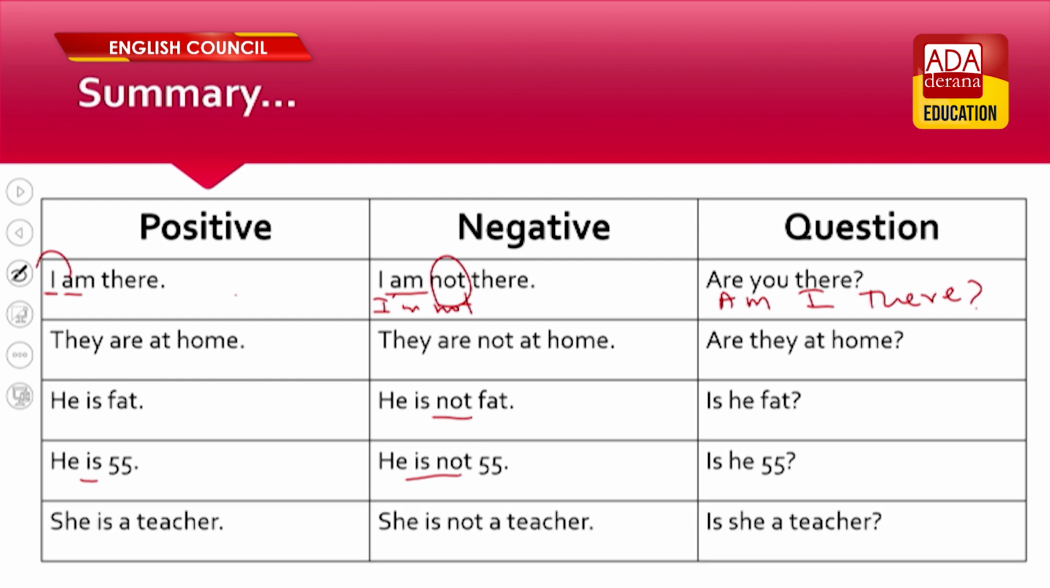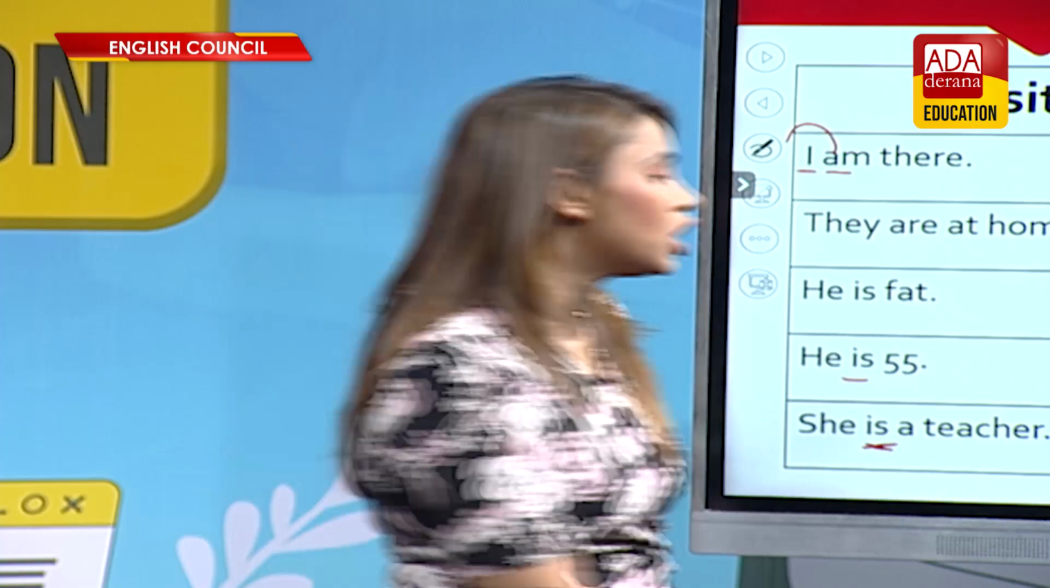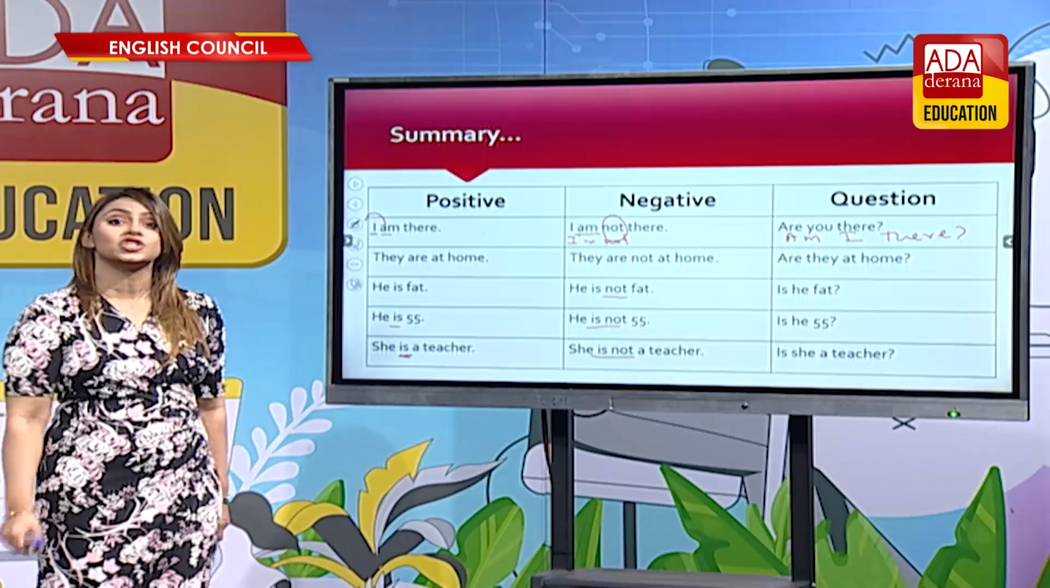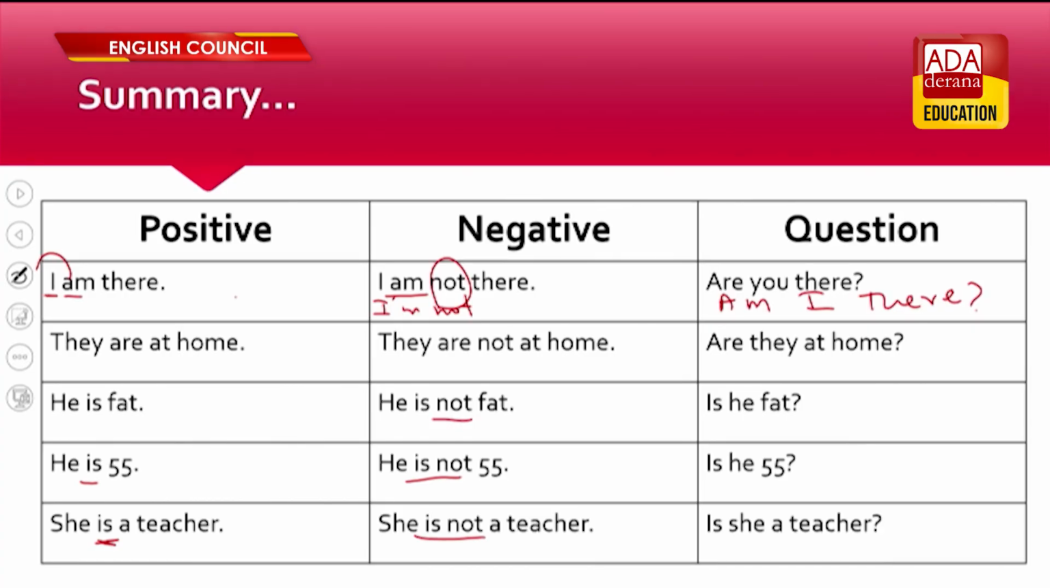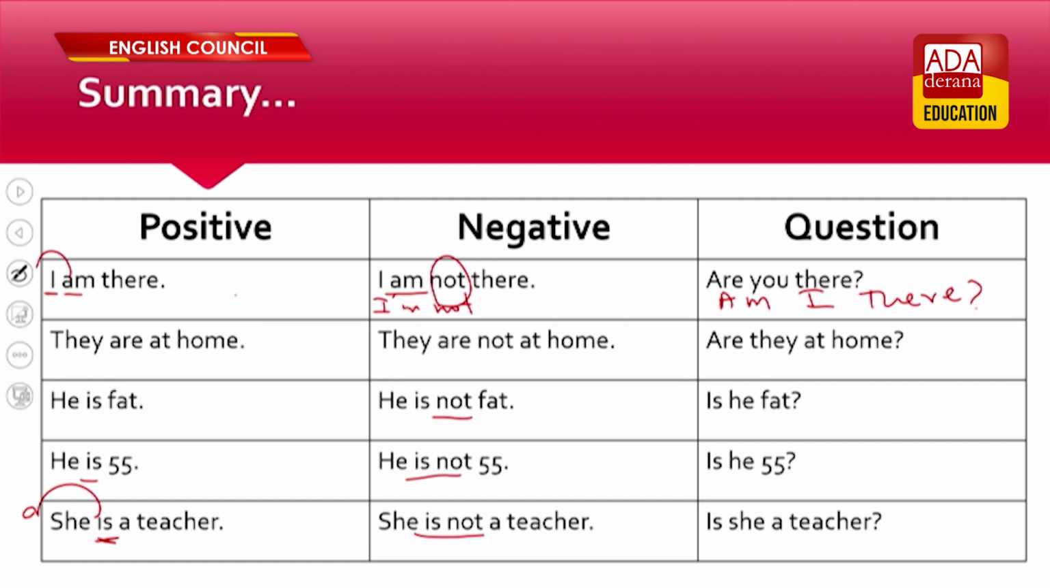And she is a teacher. Now about a profession, she is a teacher. You're talking about someone's occupation. So she is a teacher, she is not, or she isn't a teacher. You get the screen and you have the question taking the be verb in front. Is she a teacher?